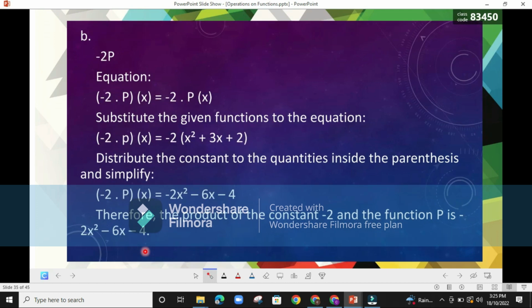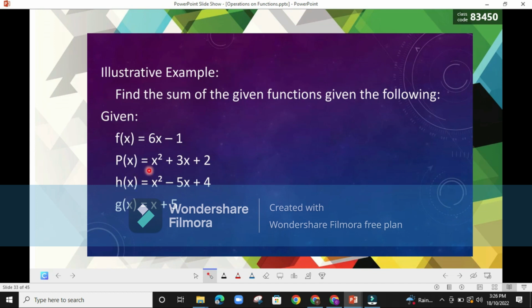Okay, let's proceed. Next will be negative 2p. So that is negative 2 times the function p of x, which is equal to negative 2 times p of x. Substitute the given functions to the equation. Negative 2 times p of x is equal to negative 2. Let's go back and check what is function p of x. Function p of x, we have x squared plus 3x plus 2.